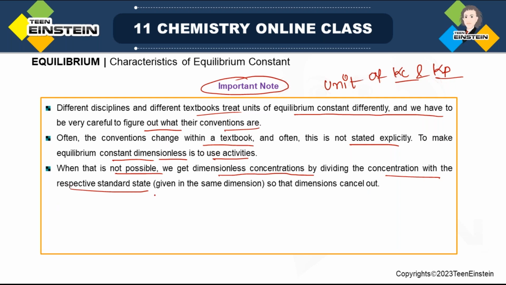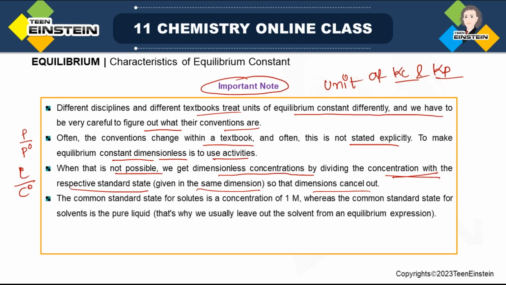In the activity also it is a ratio. Remember what I have said in today's flash slide, it is either P by P naught or C by C naught. So the same thing we are doing here by dividing the concentration by the respective standard state. So there will be the same dimension, and the dimensions will be cancelled out. Okay, ultimately it will be unitless. The common standard state for a solute is a concentration of 1 molar, and the common standard state for a solvent is the pure liquid.